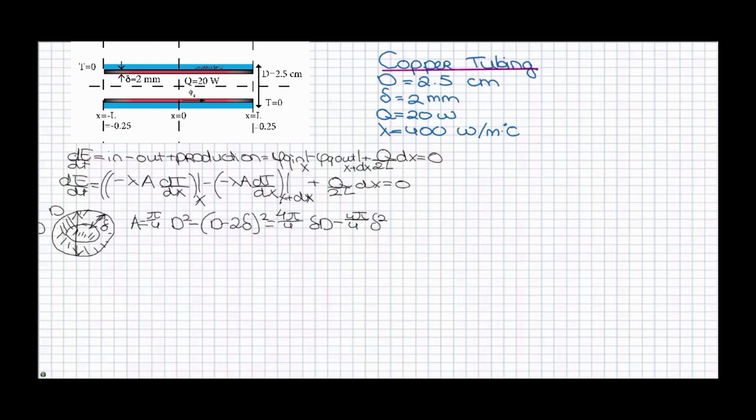And because the layer thickness squared is much lower than the layer thickness times the diameter, we can neglect this term and we only use the layer thickness times the diameter. Substituting this into the equation results in this.